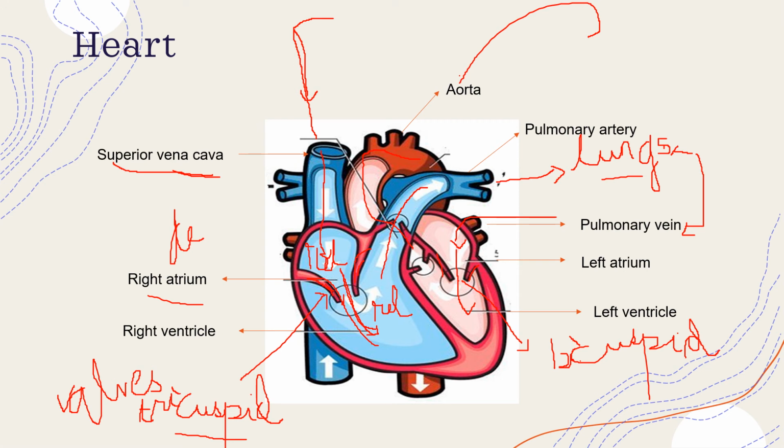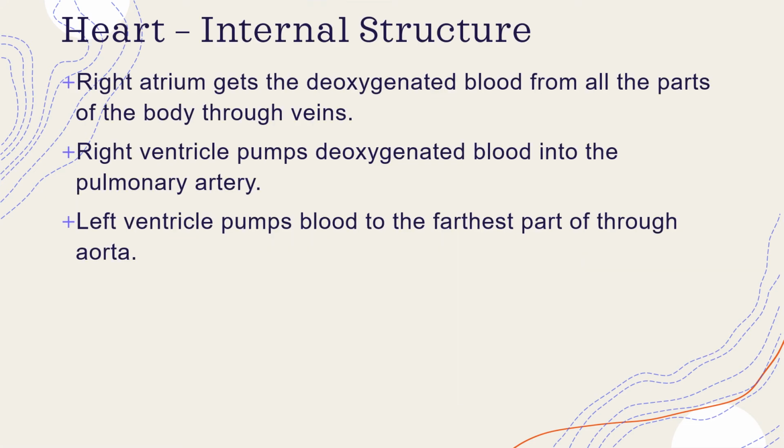So let's see in word form how it is said. Right atrium gets the deoxygenated blood from all the parts of the body through veins. Right ventricle pumps this deoxygenated blood into the pulmonary artery, and the left ventricle always pumps the blood to the farthest part of the body through the aorta. That means the left ventricle is the end part from which the oxygenated blood is sent through the aorta. As I said, remember, aorta is the largest artery which carries the oxygenated blood, so it is sent to all the parts of the body, that is, the farthest part of the body.